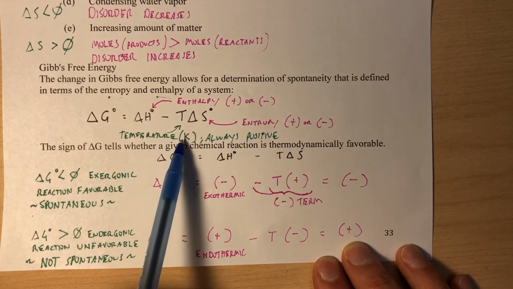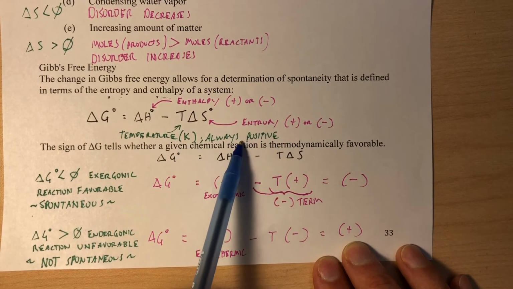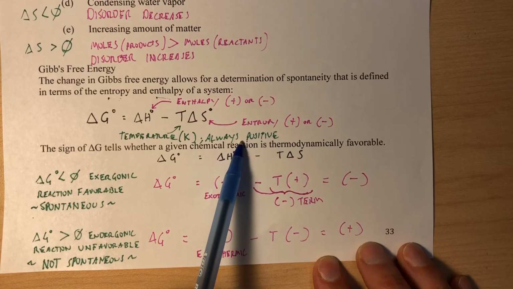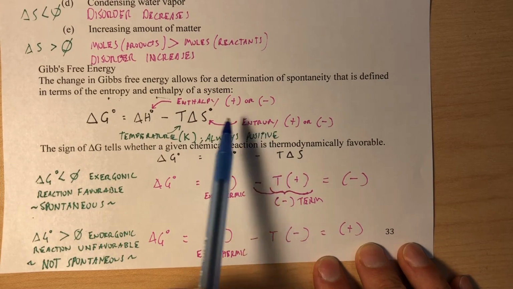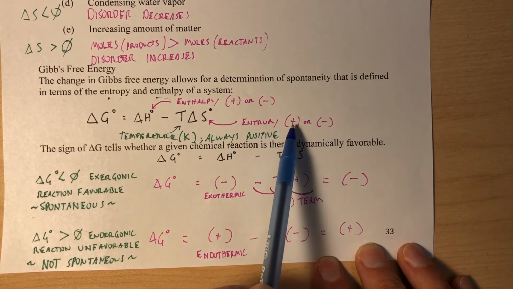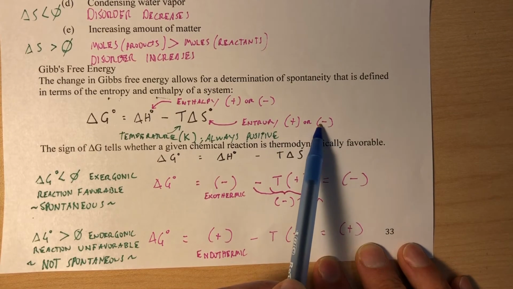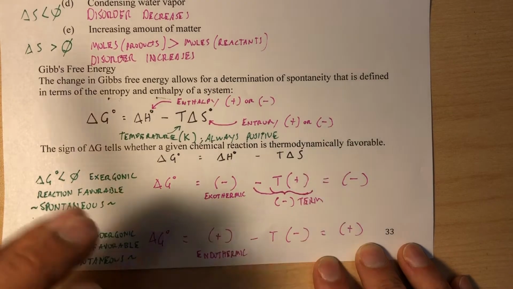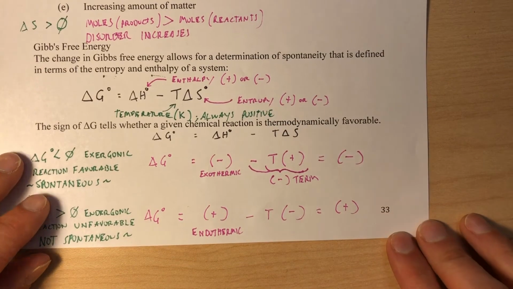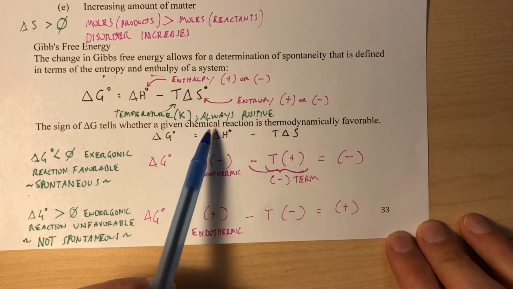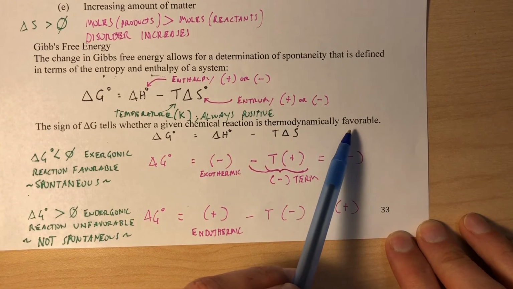And T is our temperature, which is going to be in Kelvin, and that's always going to be positive. Also, we have entropy, S. That's positive or negative. Is disorder increasing or is disorder decreasing? The sign of delta G tells you whether a chemical reaction is thermodynamically favorable or not.